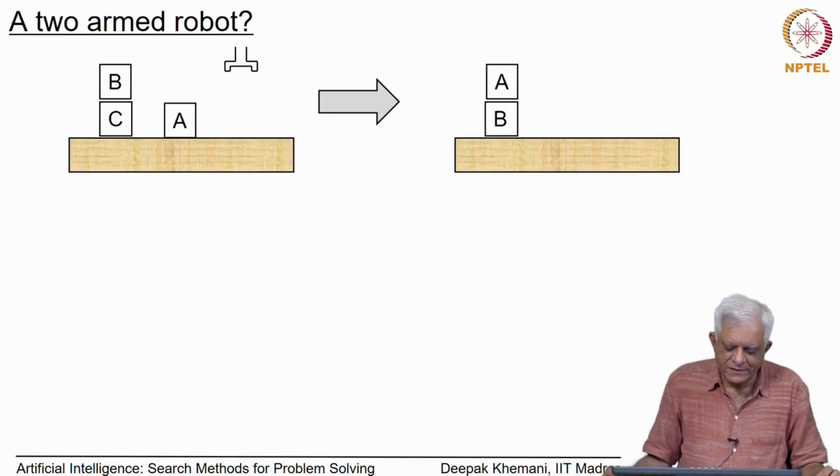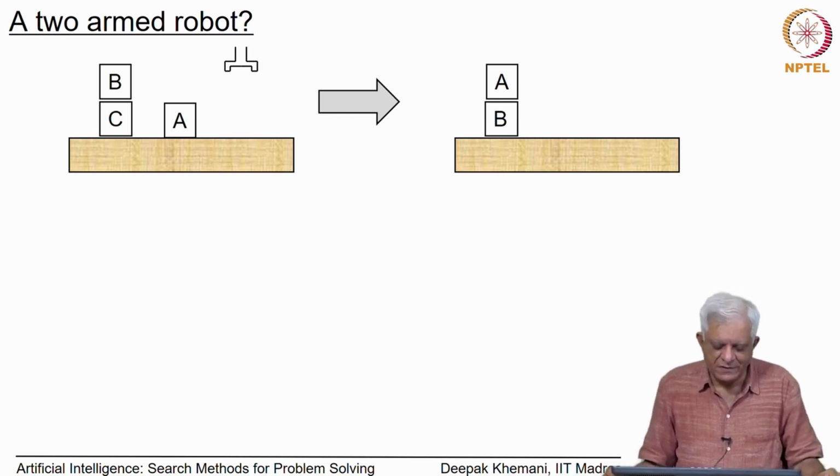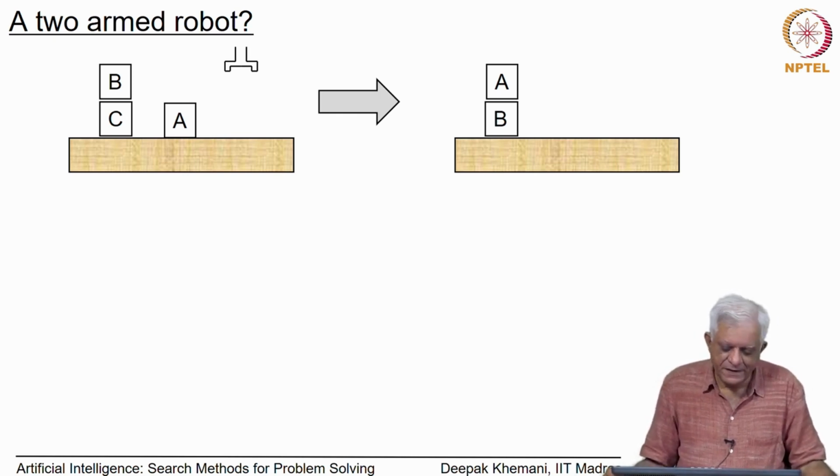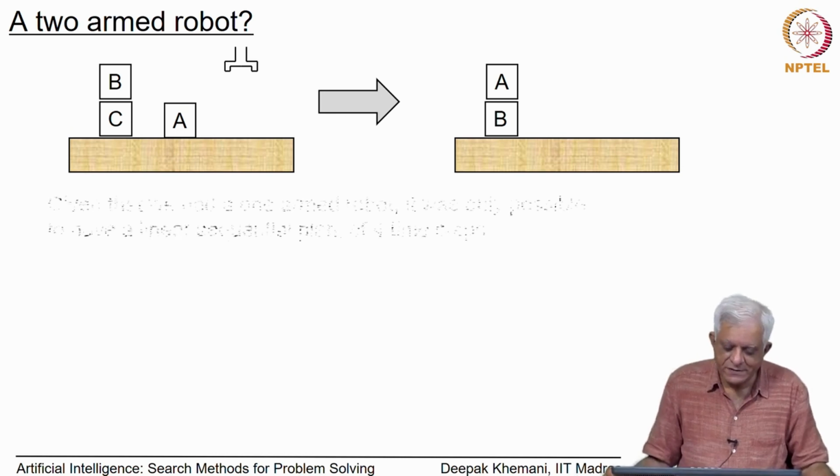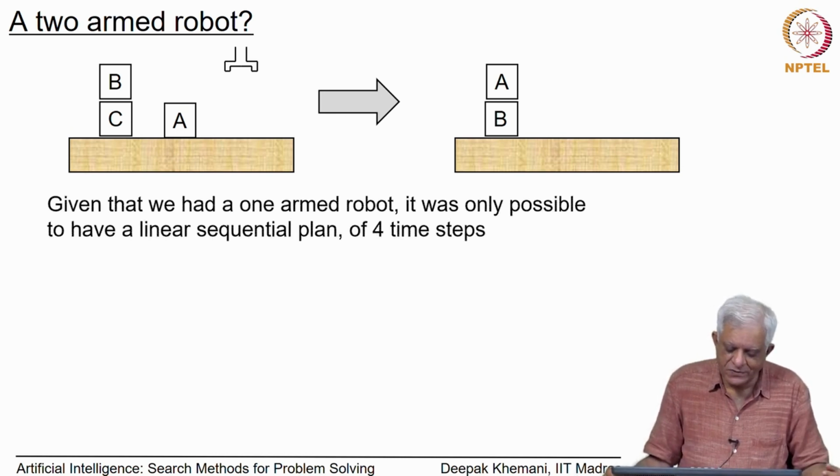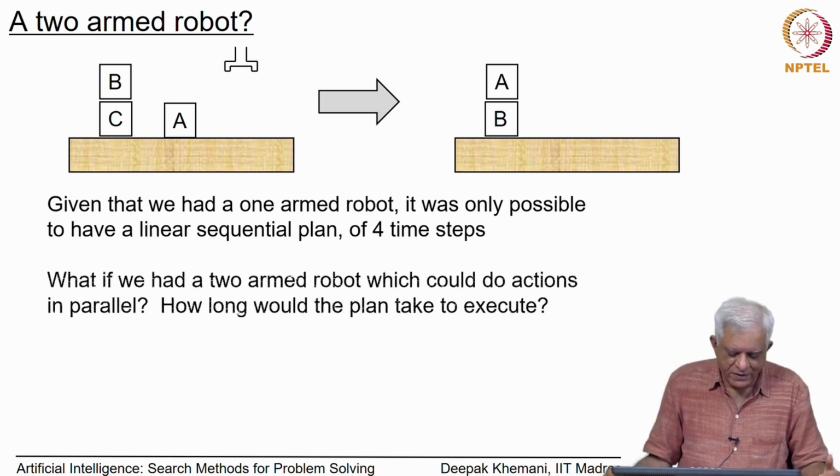What if we had a 2 armed robot? So, for the same problem that we are trying to solve, let us say that the domain has a robot which has got 2 arms. In the given strips domain, it was only possible to have a linear sequential plan of 4 time steps. What if we had a 2 armed robot which could do actions in parallel?